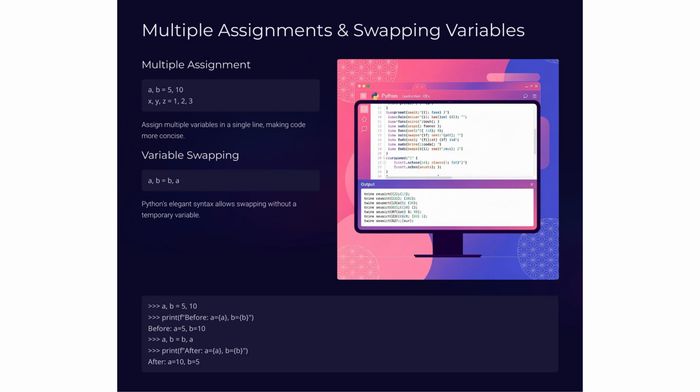conciseness. For example, a, b = 5, 10 assigns 5 to a and 10 to b. Swapping variables is also simplified. a, b = b, a swaps their values without a temporary variable, making the code more efficient and readable.